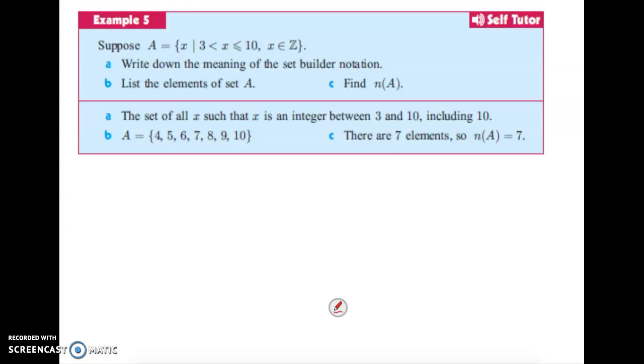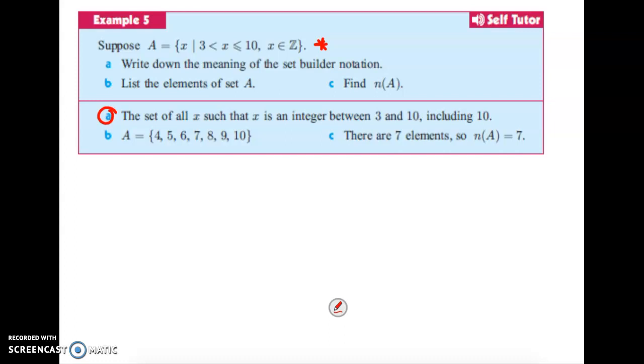All right, here's an example in your book, lesson 8A. We have a set notation of set A. How do we say that? So write down the meaning of that in set builder notation. This has already been done for us. How we say that is a set of all x such that x is an even number, or is an integer, excuse me, between 3 and 10 and including 10. So that's how we say that set notation.